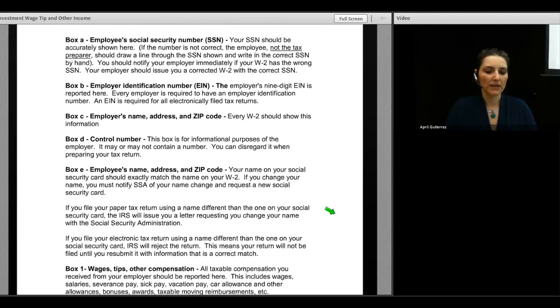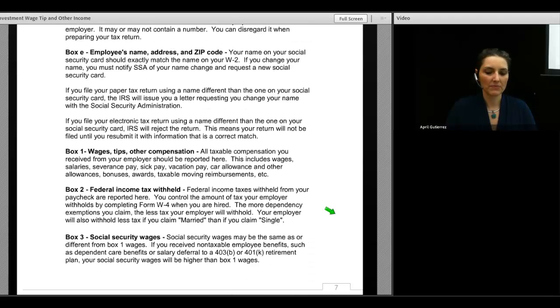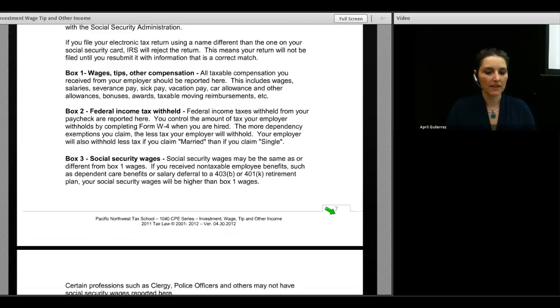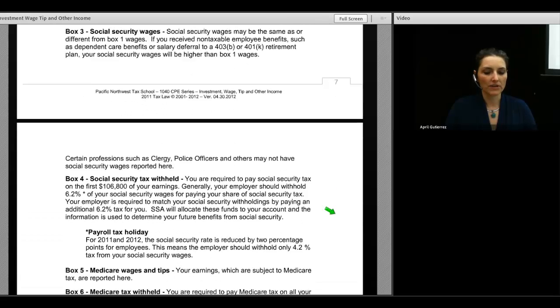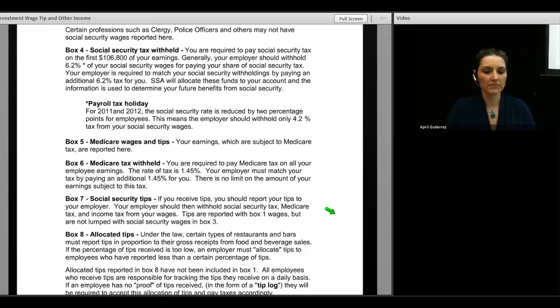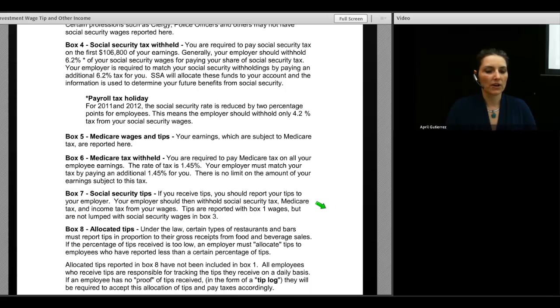I'm not going to read you page after page of what is supposed to be in these boxes and how to read them. But I am going to take a look at a couple of important items, one of which is Box 4, the Social Security tax withheld box.